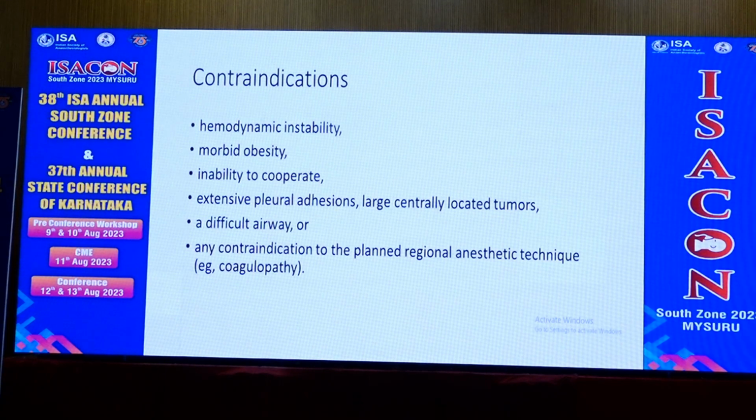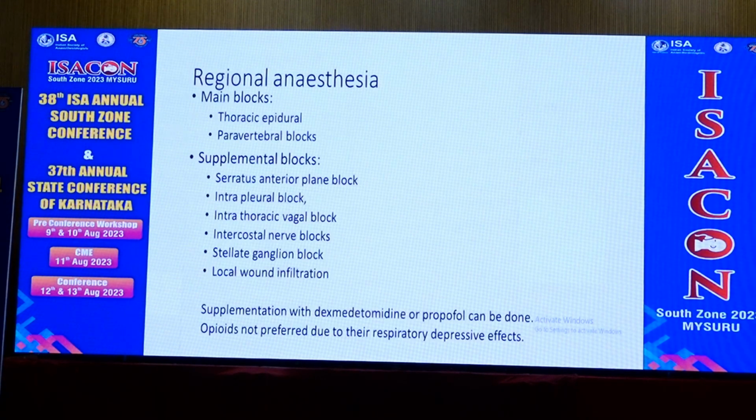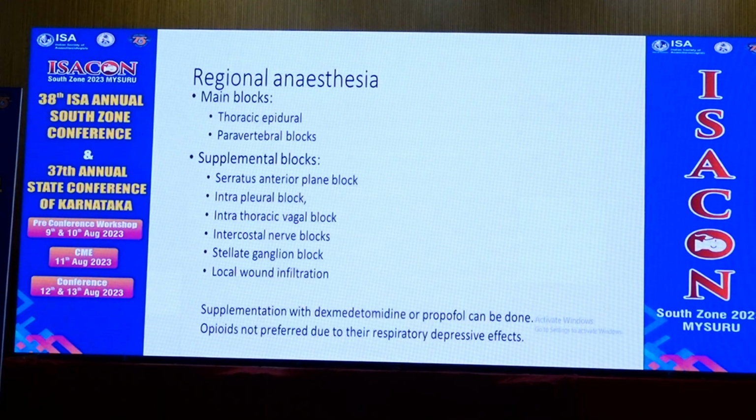Contraindications to non-intubated VATS are hemodynamically unstable patients, morbidly obese patients, patients unable to cooperate, and difficult airway patients. What are the types of procedures we can do in non-intubated VATS? The main blocks are thoracic epidural and paravertebral blocks. Supplemental blocks are serratus anterior block, interpleural block, local wound infiltration, and supplementation with dexmedetomidine and propofol can also be done. Opiates are not preferred in these patients due to respiratory depressive effects.